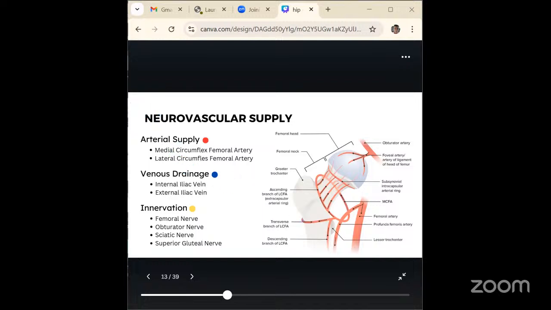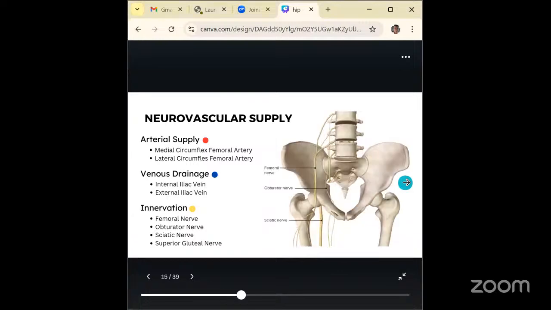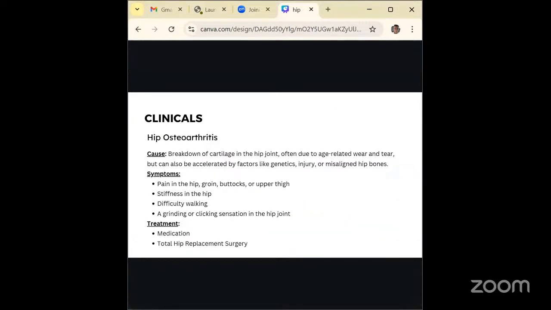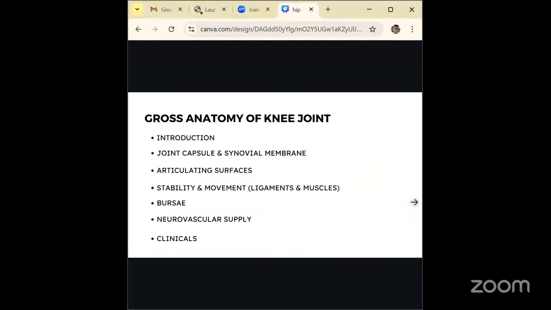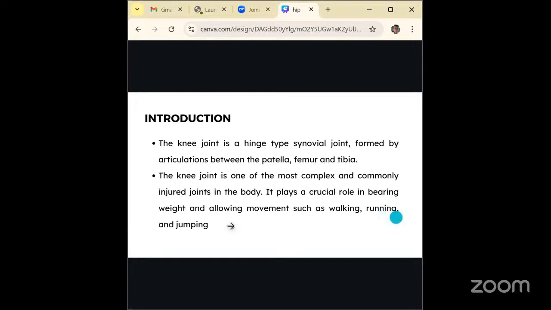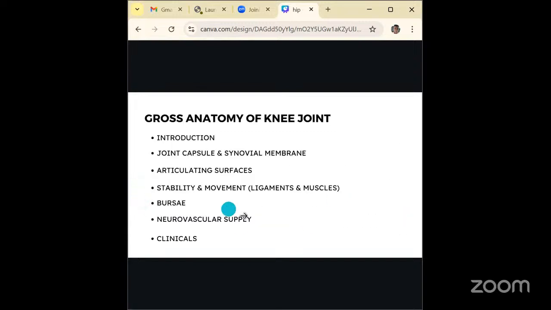In the absence of any other questions, I think we should move over to the knee joint. And for this one, I'm going to speed up a little because of my time. I think we have just how many more minutes? This is 1:39, so we're supposed to end it by 2. Okay, so the same thing for the knee joint: introduction, joint capsule, and the rest.